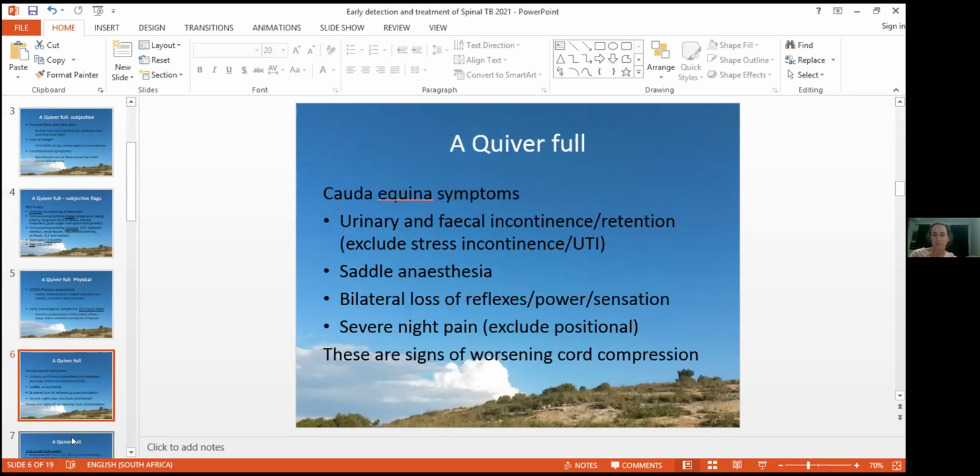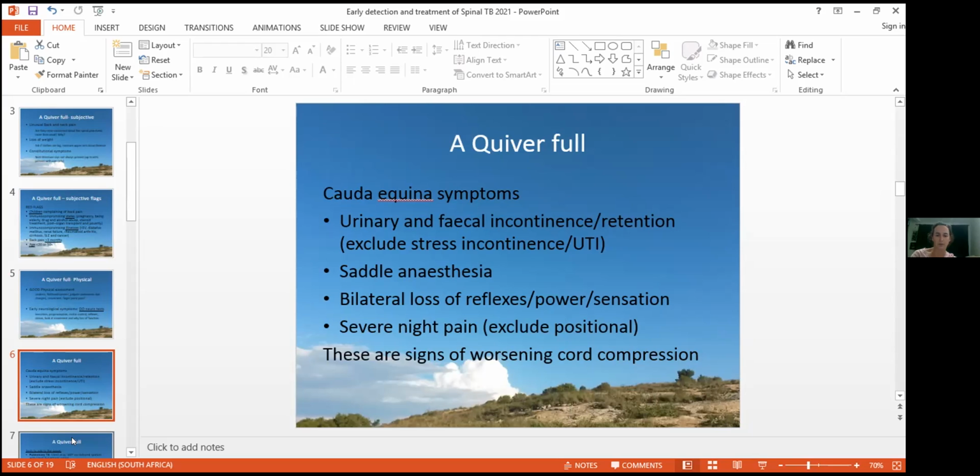Cauda equina symptoms, Nari explained about the lumbar spine. Just remember, your spinal cord ends high up, and it's cauda equina symptoms. So you're going to get a different presentation than you would with an injury to your spinal cord high up. So urinary and fecal incontinence or retention, that includes stress incontinence, and just check if they're having repeated UTIs. That's another thing. Subtle anesthesia, bilateral loss of reflexes, power, sensation, and severe night pain.